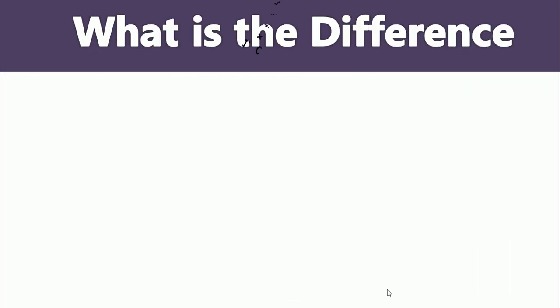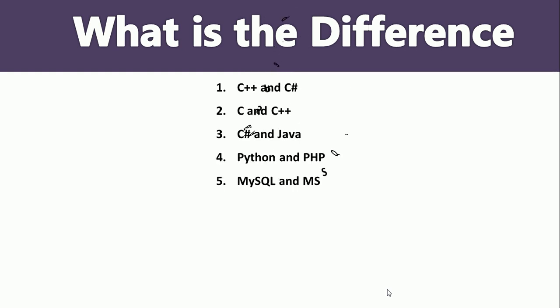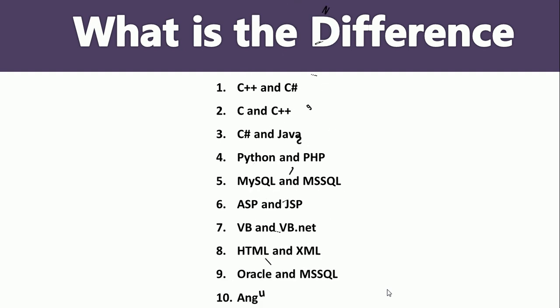Now, what is the difference between C++ and C#, C and C++, C# and Java, Python and PHP, MySQL and MS SQL, ASP and JSP, VB and VB.NET, HTML and XML, Oracle and MS SQL, AngularJS and Node.js. Now, this will be made available in few days to come. From tomorrow upwards, you can be checking. You'll be able to see that I've made video explanations on these concepts.